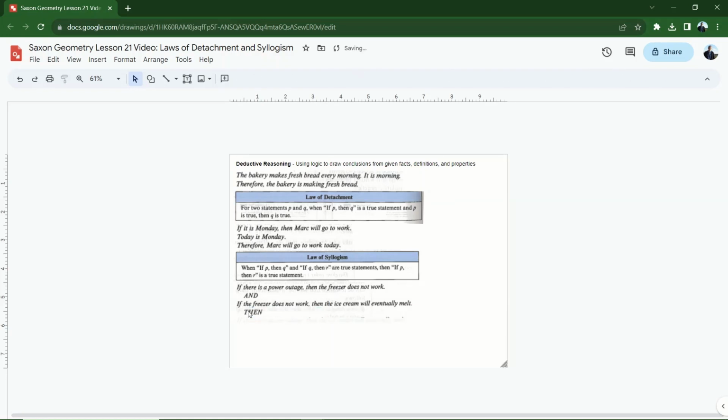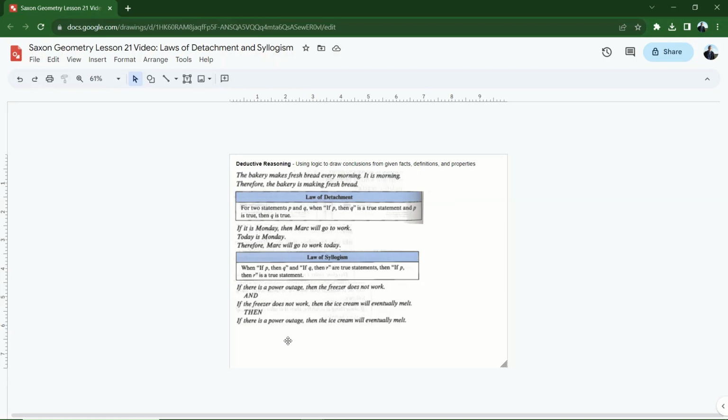Well, I can cut out the middleman and write a conclusion. If there is a power outage, then the ice cream will eventually melt. I can get rid of the Q statement because the Q statement was an eventuality that led to the R statement, okay? So if I have a statement whose conclusion is the hypothesis of a different statement, I can cut out that conclusion and hypothesis and just say if there's a power outage, then the ice cream will eventually melt.